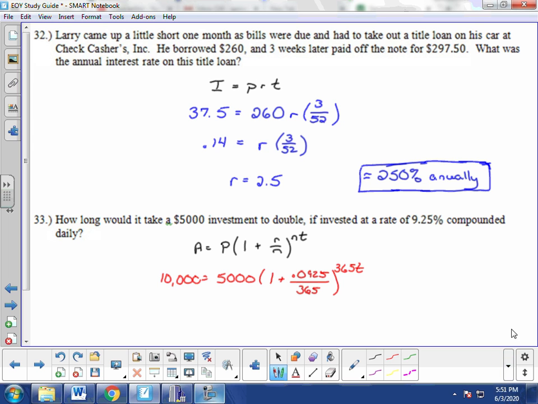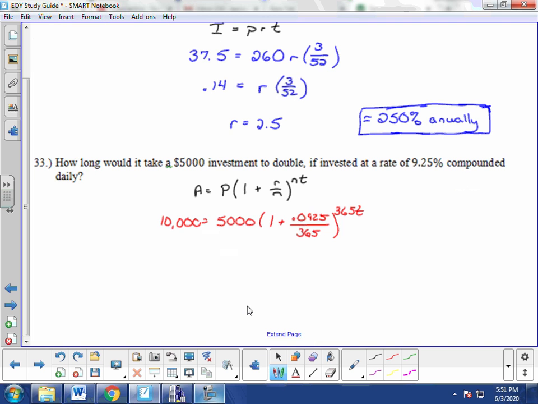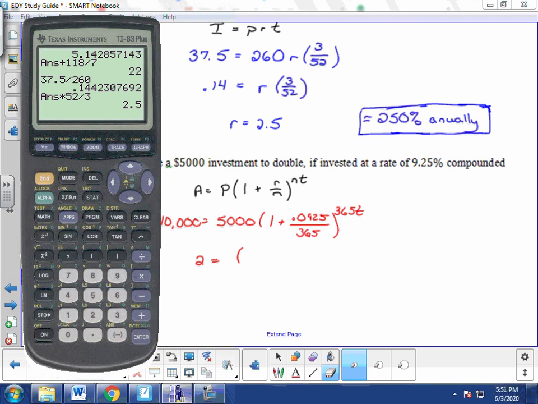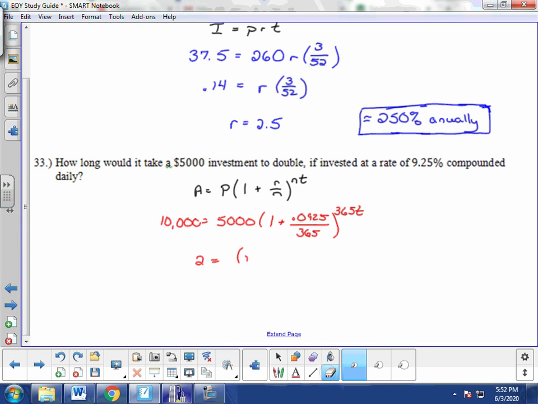So what I need to do here is solve for t. So the first thing that I'm going to do is divide by 5,000. And so 10,000 divided by 5,000, don't really need a calculator there, it's 2. So this is 2 times, I'm going to go ahead and simplify what's in parentheses, just so it's not so much to write. So 1 plus 0.0925 divided by 365. And I'm going to write this down as just 1. Now I'm going to leave that number in my calculator because we're going to need that number later. So I'll write this as 1 to the 365t power.